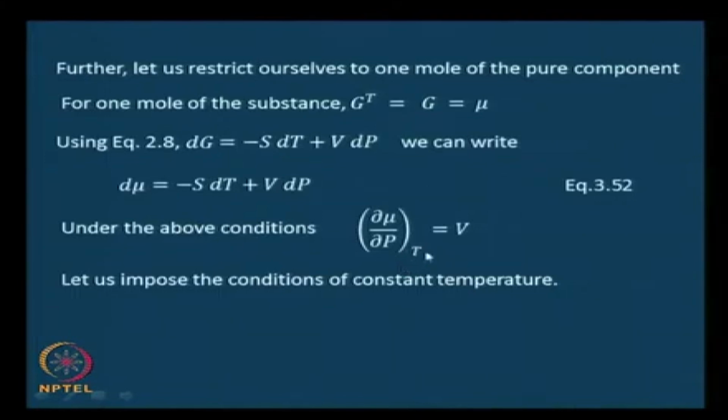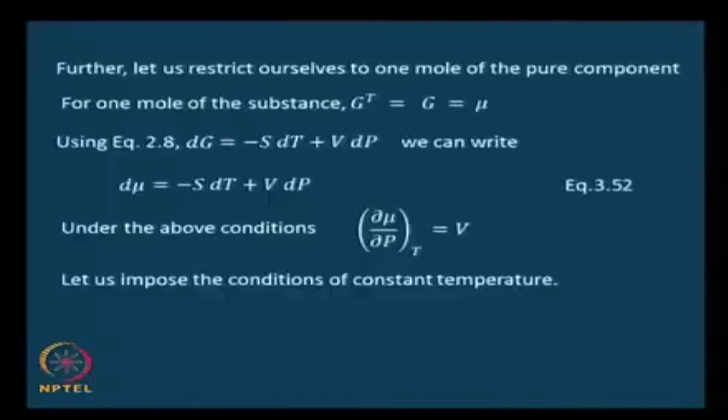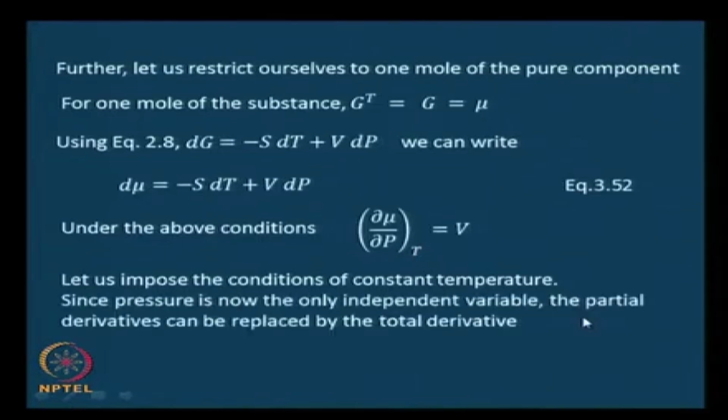Since we have a constant T here, let us impose the conditions of constant temperature. Let us also remind ourselves that we are trying to get at a means of estimating the fugacity coefficient. For that, we have started out with the chemical potential, and we are getting there slowly. So, let us impose the conditions of constant temperature, since we have a T constant here, and once we do that, pressure becomes the only independent variable.